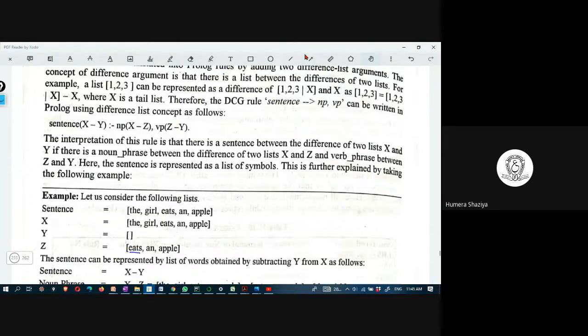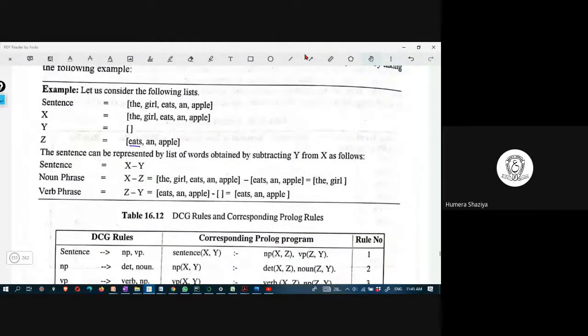Because we know that eats is a verb, whenever it encounters eats, it creates a separate list, Z. Z equal to eats an apple. So X minus Z will give us the noun phrase, the girl. The girl is the noun phrase. And Z minus Y does not have anything. So Z minus Y would give eats an apple, which is a verb phrase. In this manner, we obtain the parsed sentence.